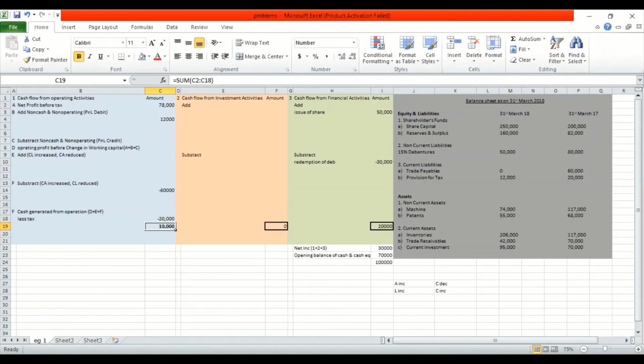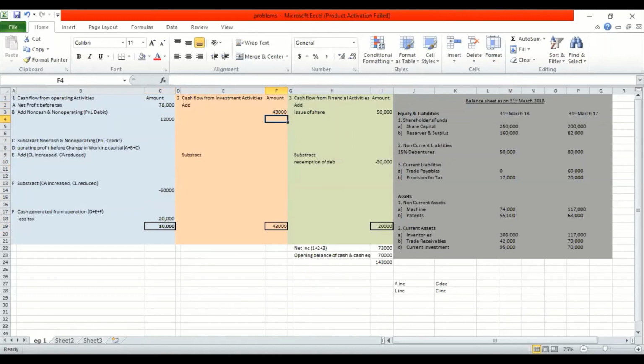Let's look into the machinery part. 117. Okay, my asset of 117 has gone down to 74. It means that I have sold machinery worth 43,000. And machinery is my non-current asset. It means it is my investment activity. So that part is also clear.